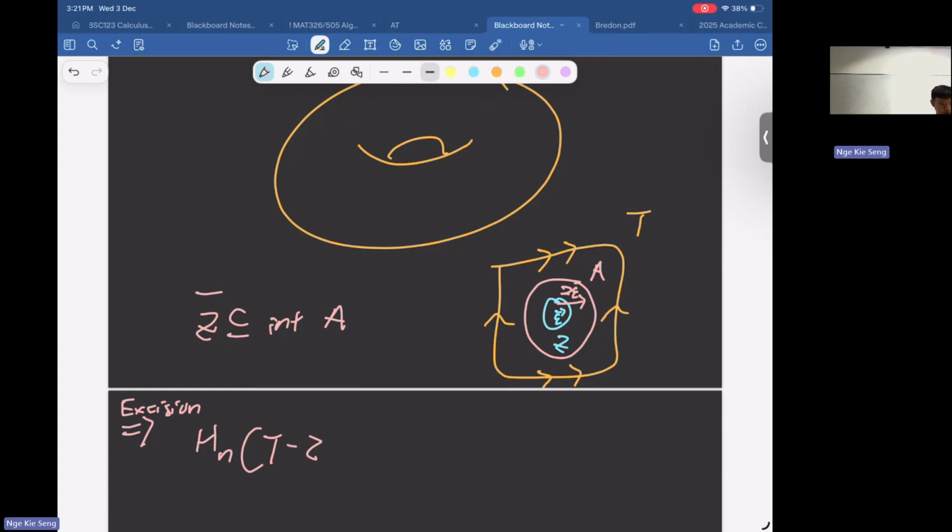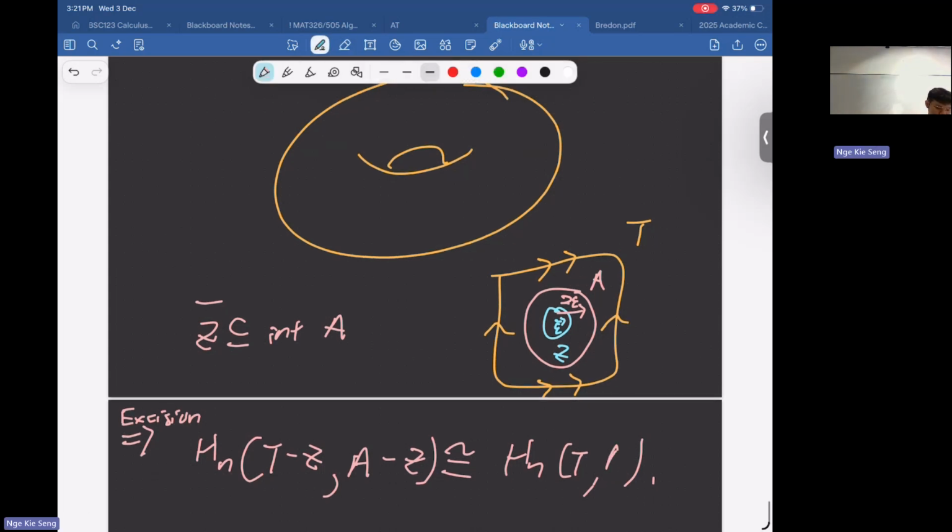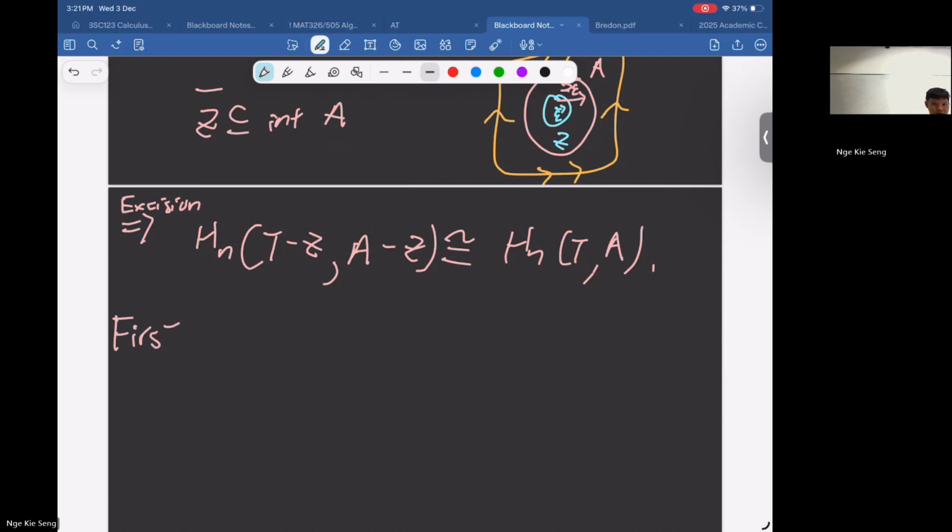We have Hn of T minus Z, A minus Z, isomorphic to Hn of T. Okay. So the point here is, as we talked about last time, this case is this situation. And because it deformation retracts to S1 wedge S1. Okay. So what else we need to care about? So first thing first, since A is contractible.